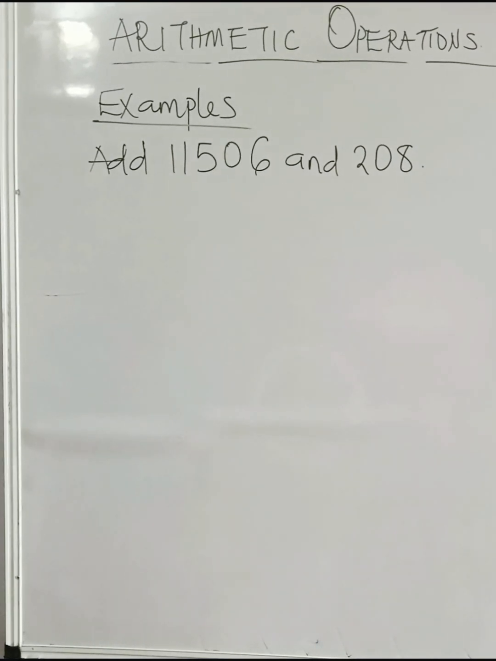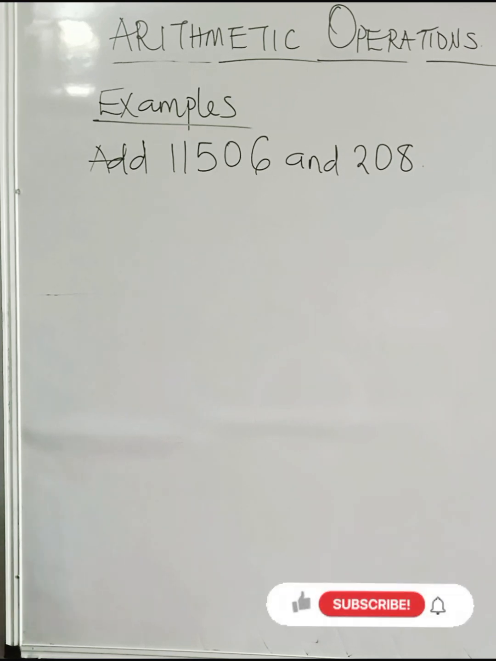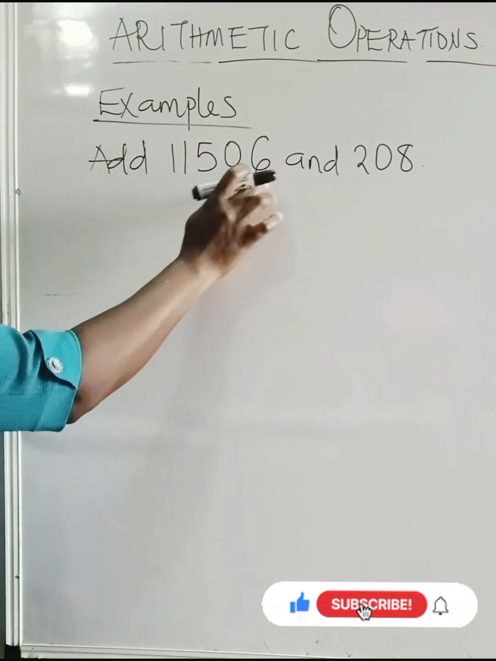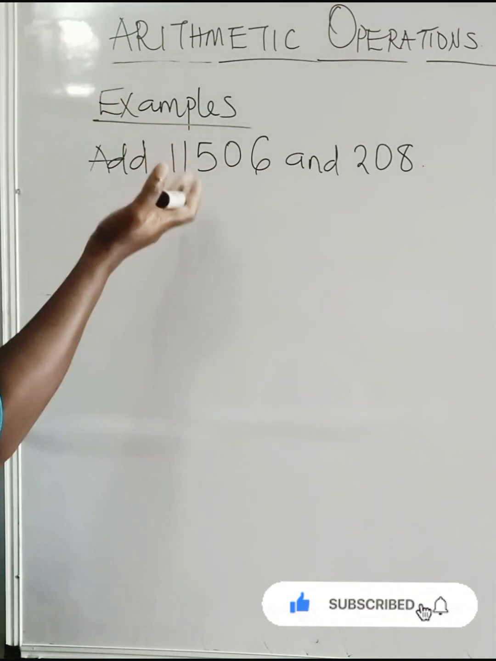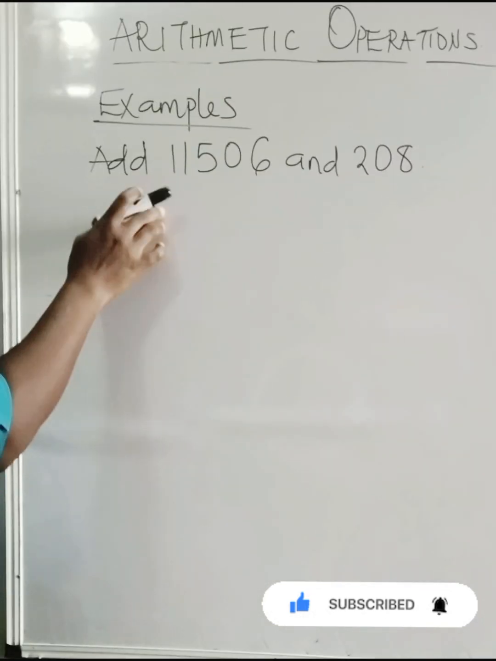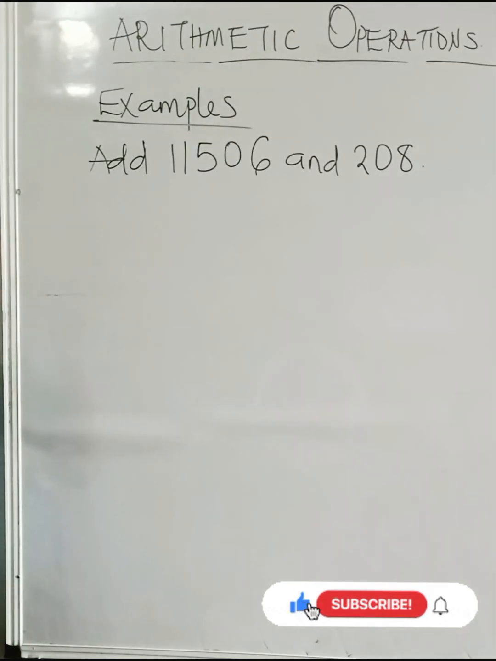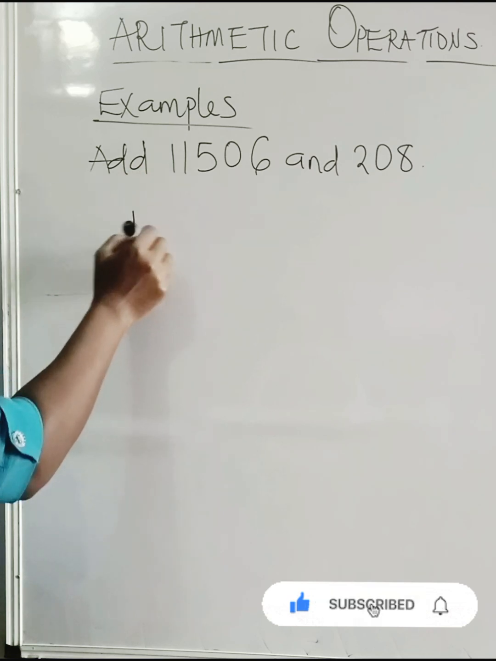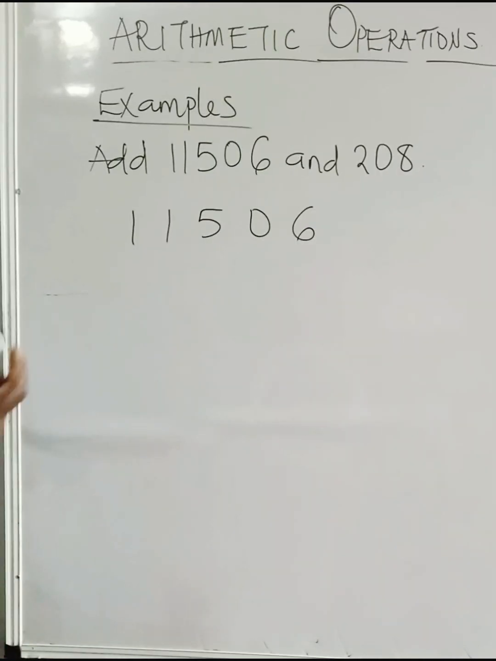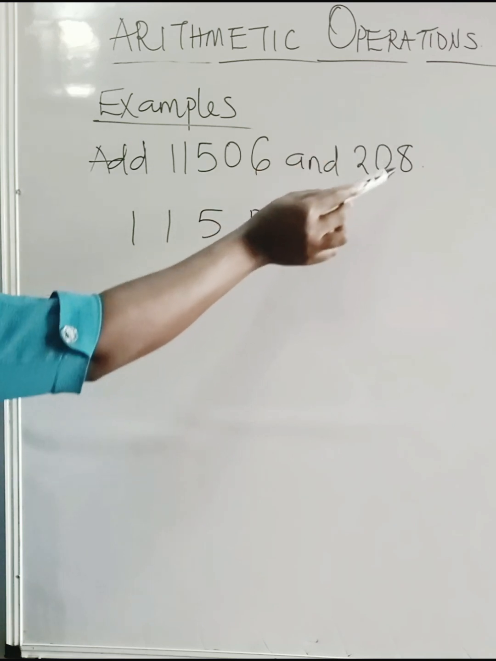We have to add up 11506 and 208. We want to add up the larger numbers first. In some cases, the smaller numbers may be given first before the larger numbers, but I would advise that you start with the larger numbers so that it will direct you on how you place the other numbers. So we have 11506. Our 208 now, let's start from the last digit, which is 8.